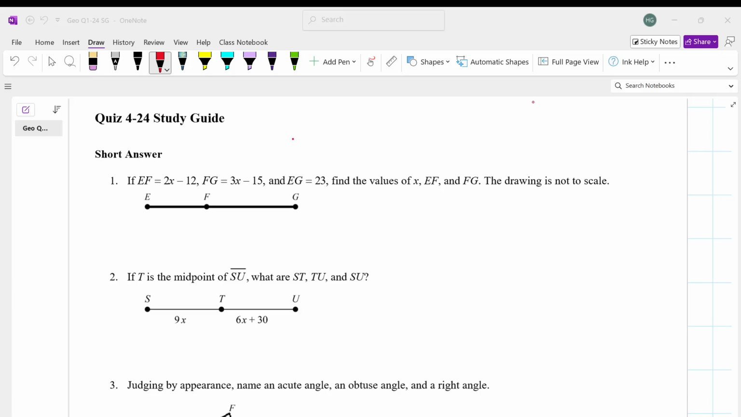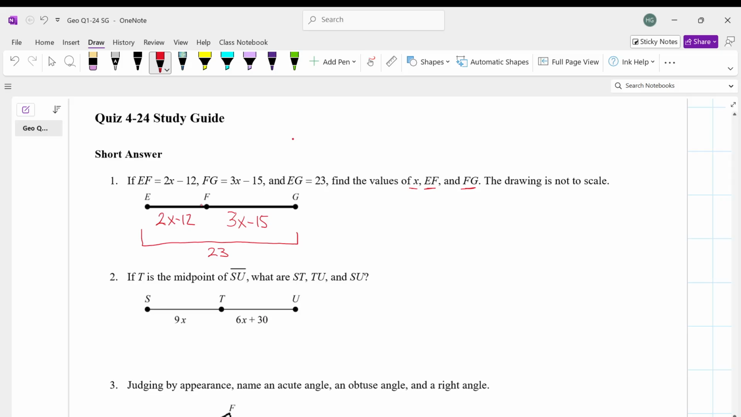Okay, so here is the study guide for quiz 4 tomorrow. And problem number 1. Short answer. If EF is 2x minus 12, so we're going to put a 2x minus 12 right there on EF. FG is 3x minus 15. And EG, the entire segment, is 23. Find the value of x, EF, and FG.